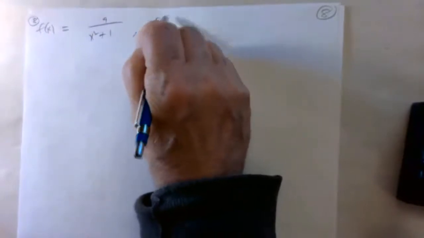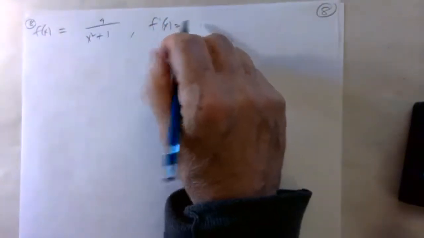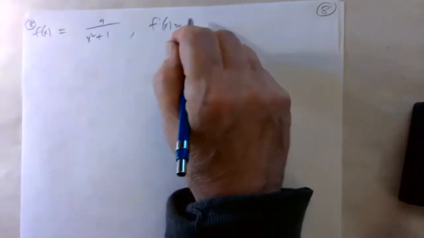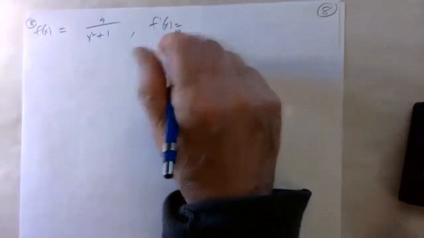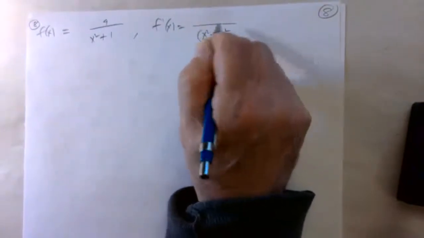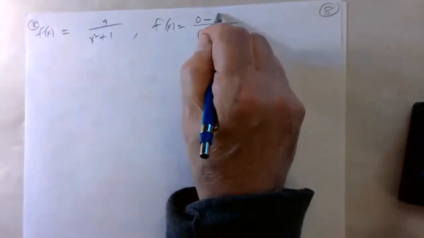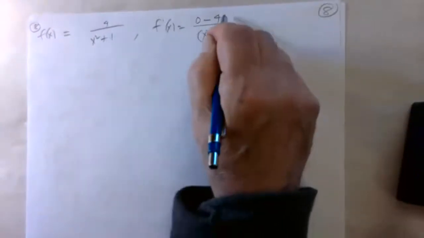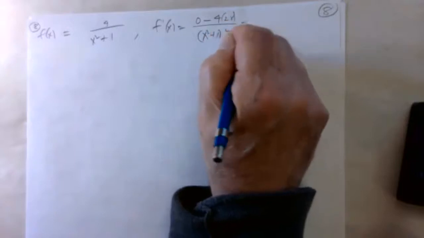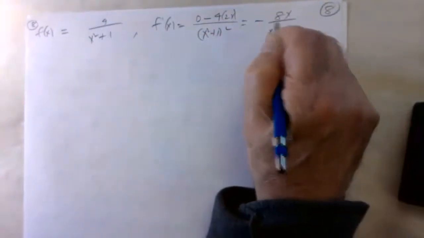So to find concavity, we need the second derivative. So we start with the first derivative. First derivative is, let's see, this is 4 over x squared plus 1. Well, I'll use the quotient rule. X squared plus 1 squared. The derivative of the numerator, which is 0, minus the numerator times the derivative of the denominator, which is 2x. So this is minus 8x over x squared plus 1 squared.